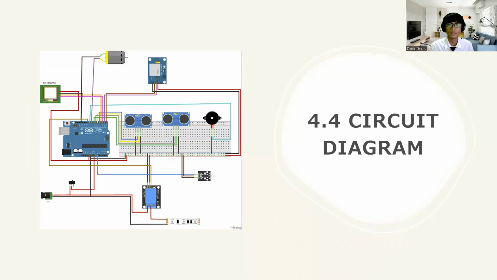So for the circuit diagram, the circuit diagram demonstrates how each sensor and other component are linked to the Arduino in order to make sure that everything operates as intended and to make it simpler to install the Arduino after purchasing the tools of the component parts.